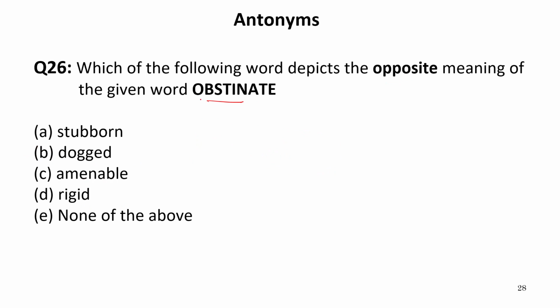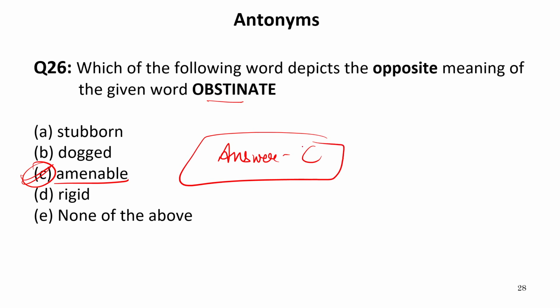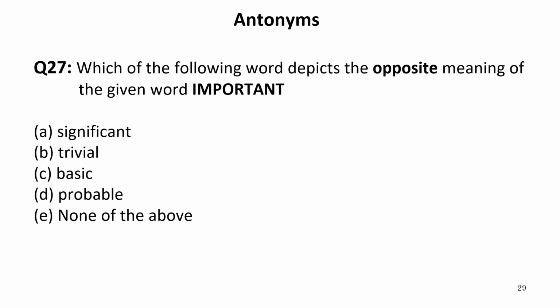Obstinate. Obstinate means when someone is very stubborn, when someone is very determined to something, that is obstinate. So the antonym of it will be amenable, which is not fixed. So our answer is C. Amenable means which changes according to the requirements. So this will be the antonym of the word obstinate. Now let us move to the next one.